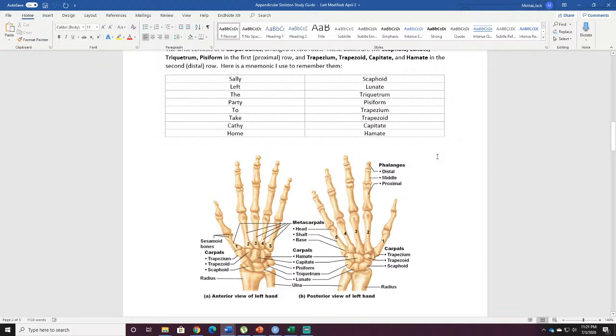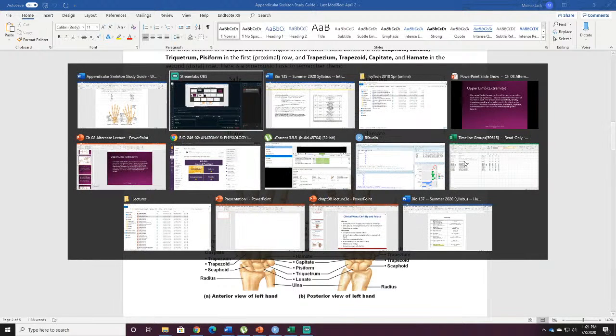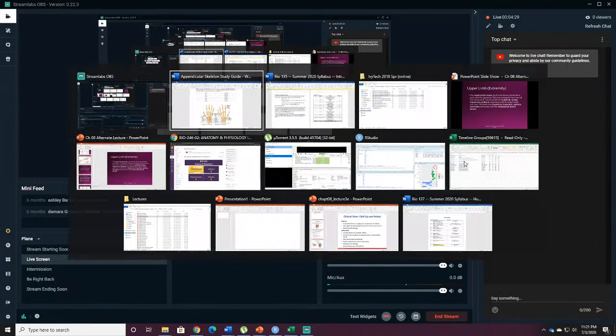As far as I'm concerned, for my exams you don't necessarily need to remember the exact articulations. You don't necessarily need to remember that the trapezium articulates with metacarpal 1, but it would be good to know which ones are in the distal row and which ones are in the proximal row. You can find this online, and if you have any trouble finding it, let me know.